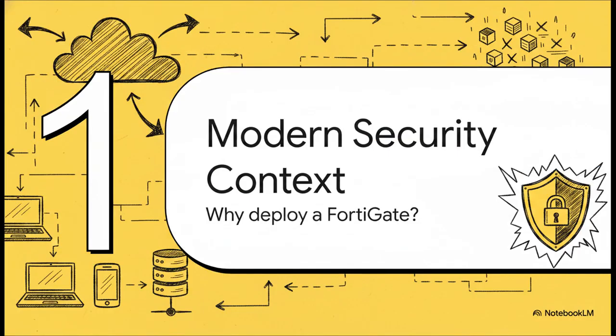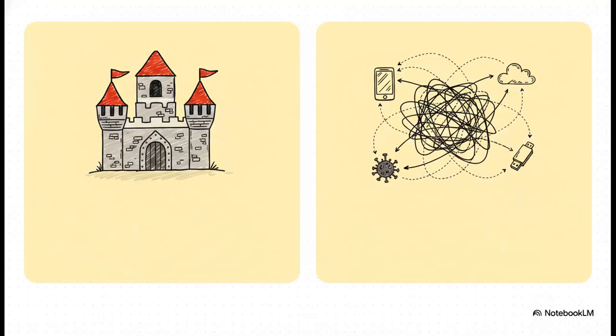All right, Section 1, the modern security context. So why do we even need a modern device like a FortiGate in the first place? Historically, network security was all about building this massive, strong perimeter, like a castle wall. You had your entry point firewall, and once you were inside the building, you were just inherently trusted. But today's landscape is completely chaotic. There is absolutely no identifiable perimeter anymore.